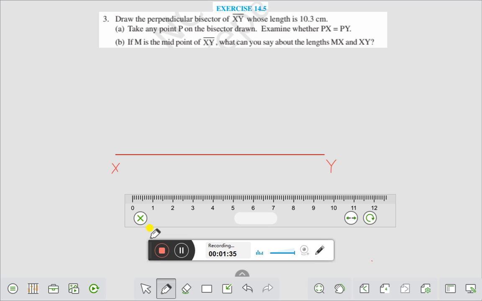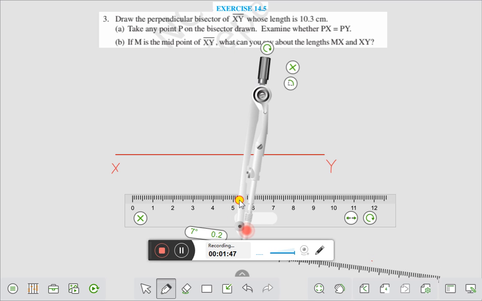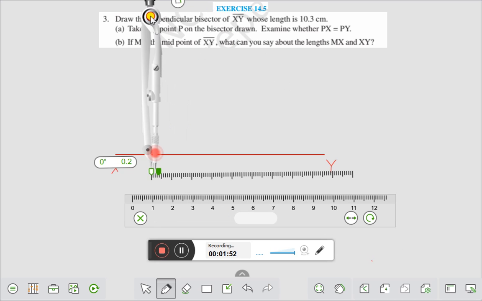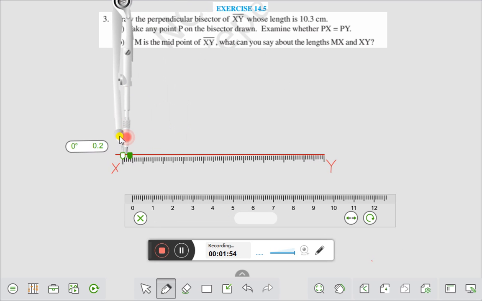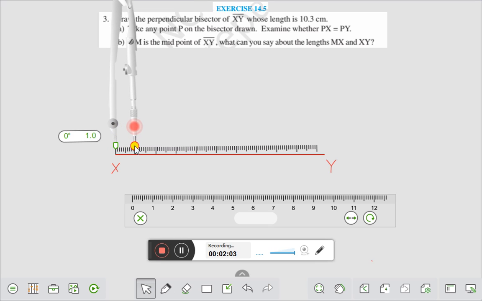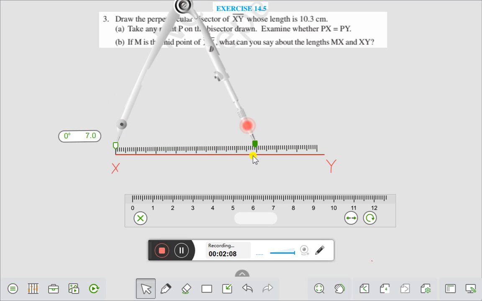Right? For that, you have to take a compass. Let us take a compass here. Now put the pointer at point X, and take a curve more than half of the line. More than half. Up to here you are taking, right?